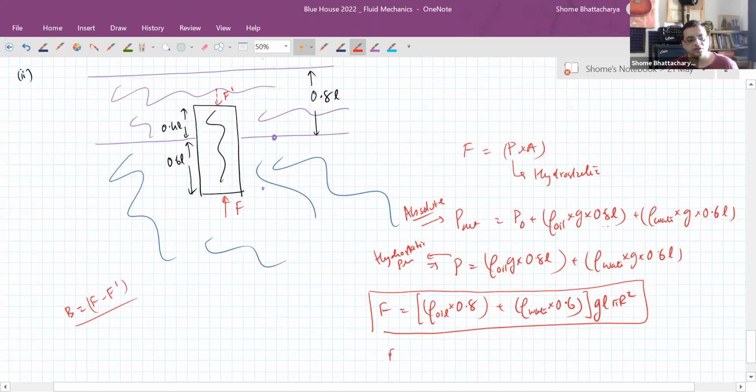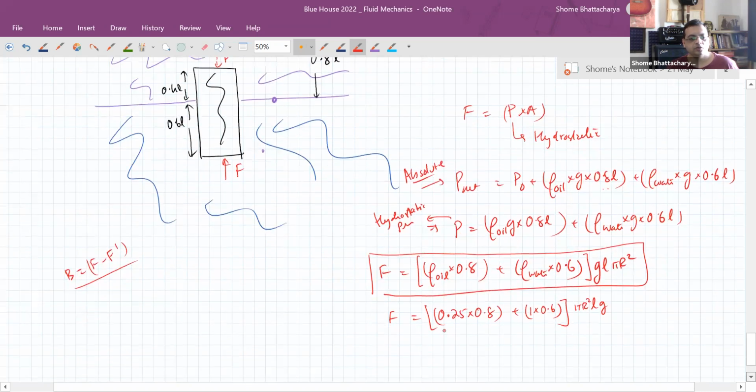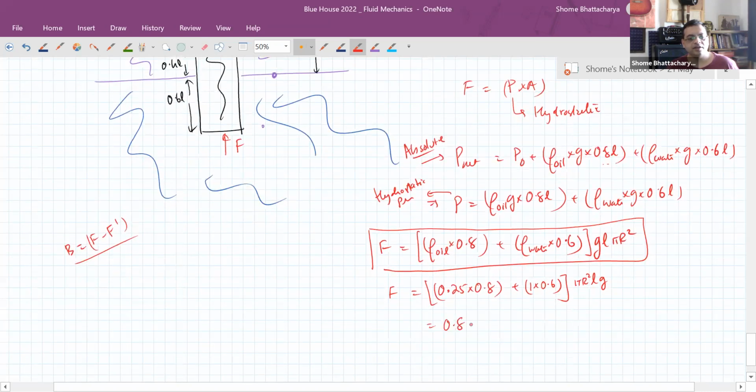Na? So density of oil had come out to be 0.25. And density of water was, this is coming out to be how much? 1/4 of 0.2. So that is 0.8. So that's 0.2. So it's coming out to be 0.8 times pi r square Lg. This is this force.